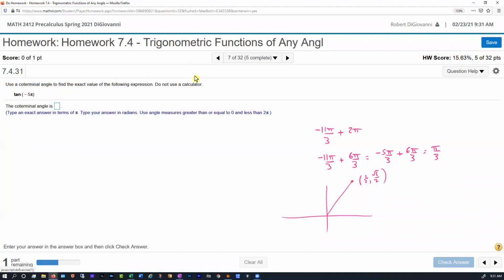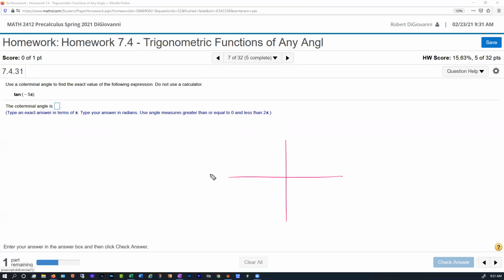All right, this one should be easier. We have tangent of negative 5 pi. So I'm just going to count by 5s, and I'm going to count negative angles. So here's pi, 2 pi, 3 pi, 4 pi, 5 pi. So I'm right here. This is the point -1, 0.